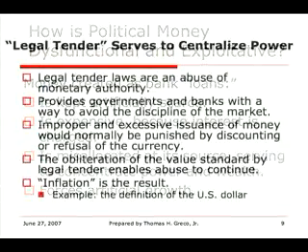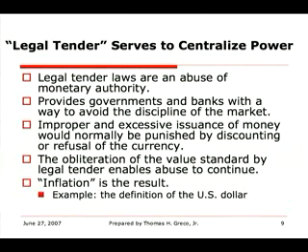Now, it's legal tender that has caused an obliteration between the measure of value and the payment medium. Legal tender laws are an abuse of monetary authority. What they do is provide governments and banks with a way to avoid the discipline of the market. Improper and excessive issuance of money would normally be punished in the market by discounting or refusal of the currency. But legal tender laws will prevent that. So the obliteration of the value standard by legal tender enables the abuses to continue. And the result, of course, is inflation. The only way that sellers can defend themselves against this abuse is by raising prices.